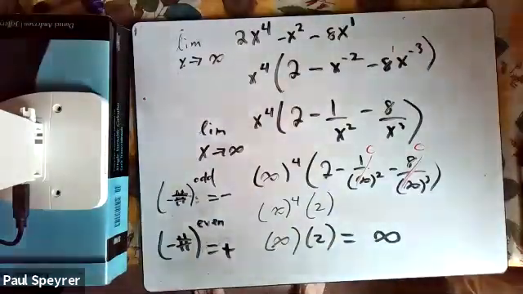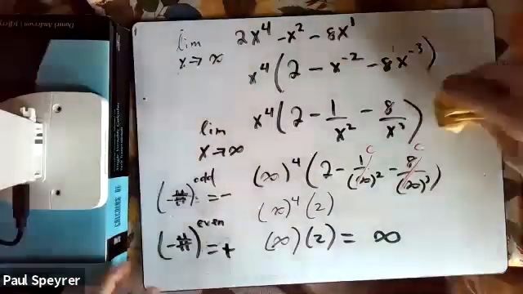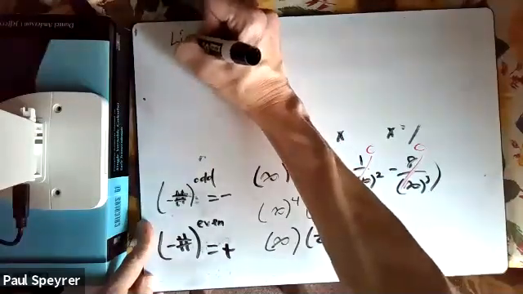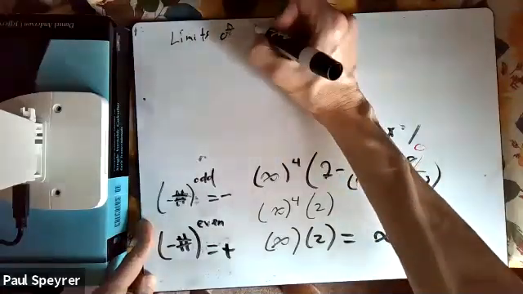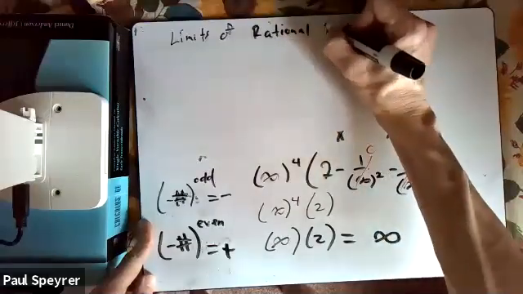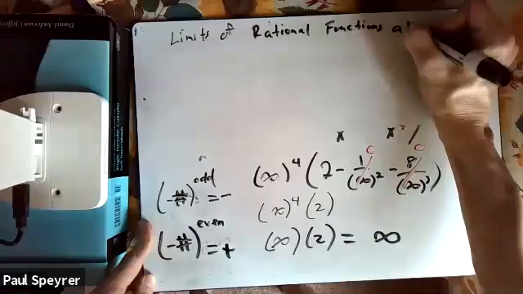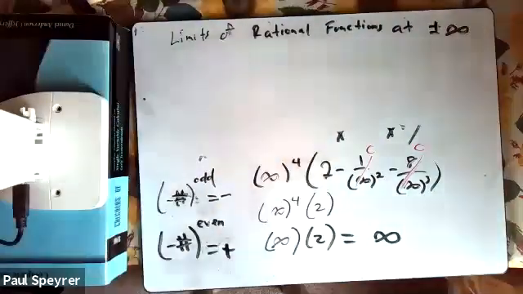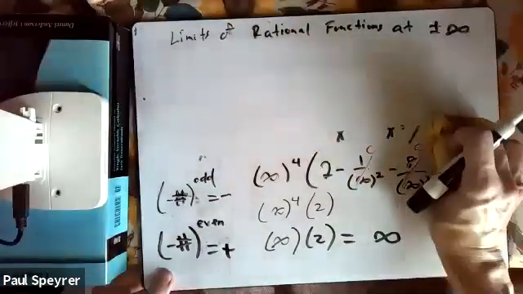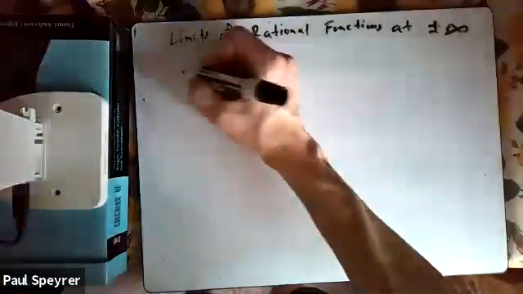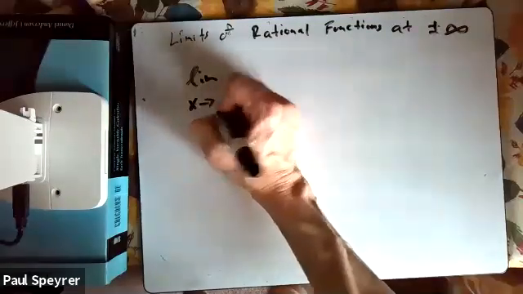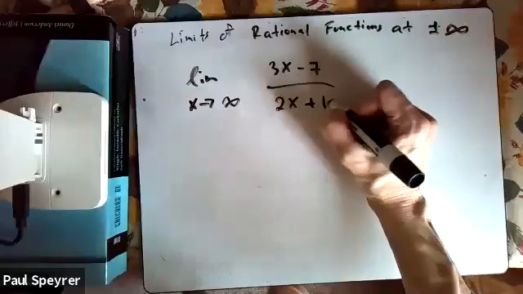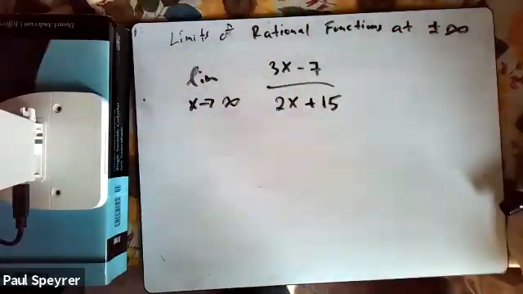So those are polynomials, though. What about rational functions, right? Like limits. Limits of rational functions at plus or minus infinity. So remember, rational functions are like fractions, right? That's an issue right there. Like let's say we had, for example, we want to find the limit as x goes to infinity of 3x minus 7, for example, over 2x plus 15. I mean, it really doesn't matter, okay? I'm just making this up. So we have a problem here.